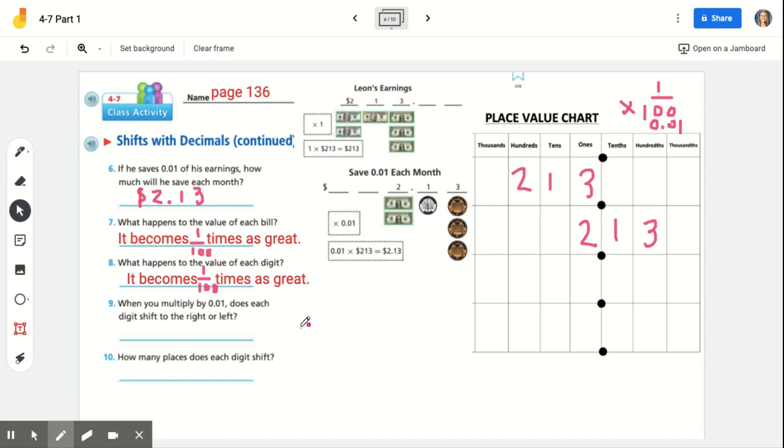When you multiply by 1/100, does each digit shift to the right or to the left? The 2 went from the hundreds to the ones. The 1 went from the tens to the tenths, and the 3 went from the ones to the hundredths. They're going this direction, which is to the right.